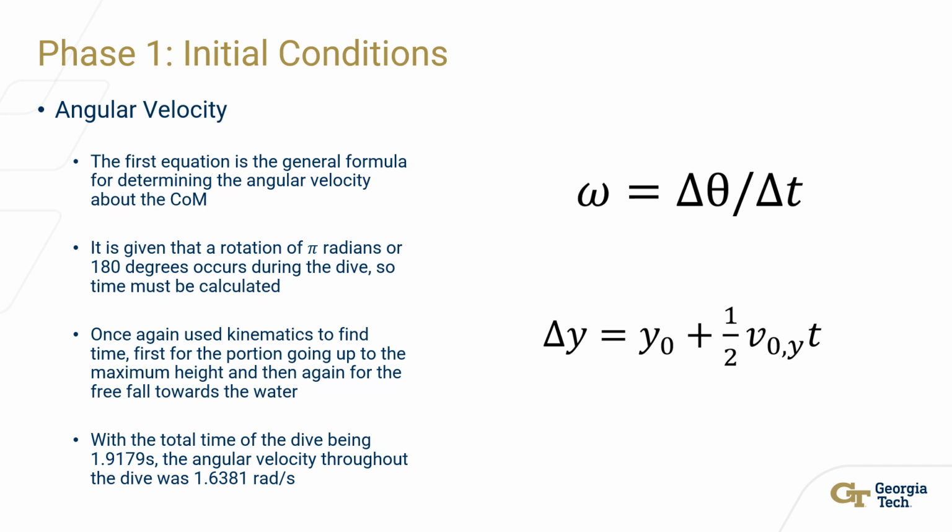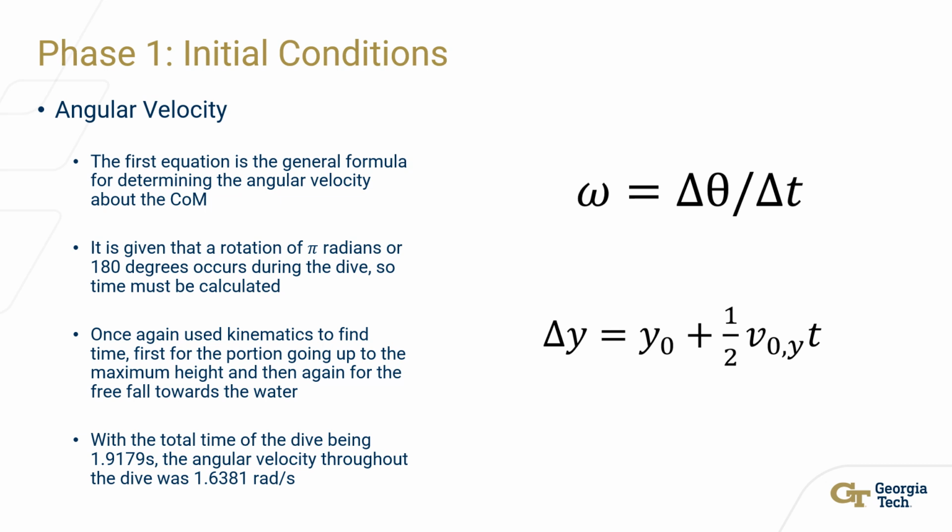Another one of the conditions that we need to find for phase one is the angular velocity of the body, or at least the initial angular velocity. We can do this using the formula seen here on the right, where the angular velocity is a function of the change of rotation over the change of time. It is given to us that the rotation of the body is pi radians, or 180 degrees, during the dive, so we need to calculate the time.